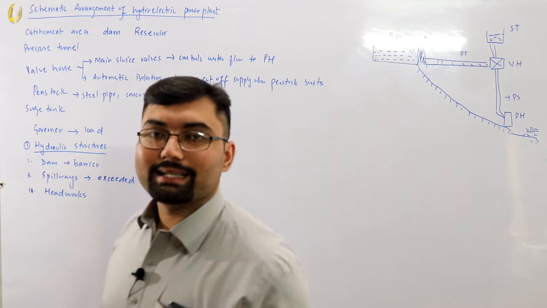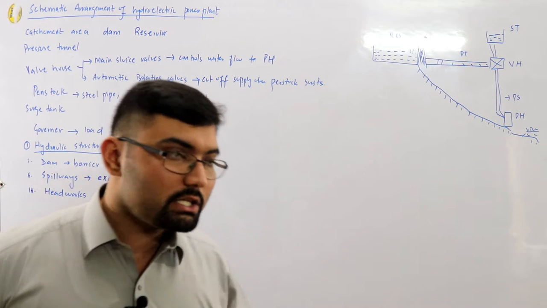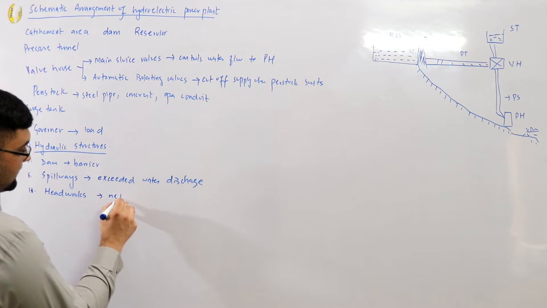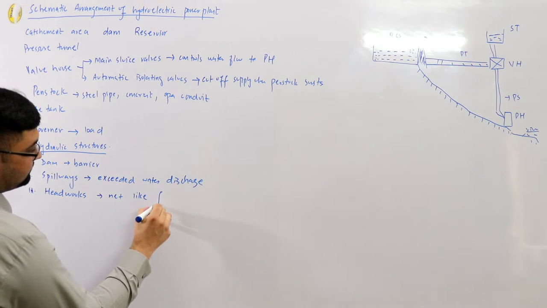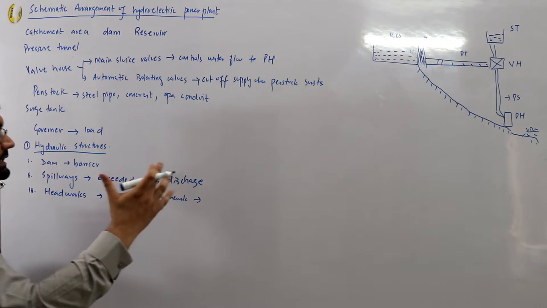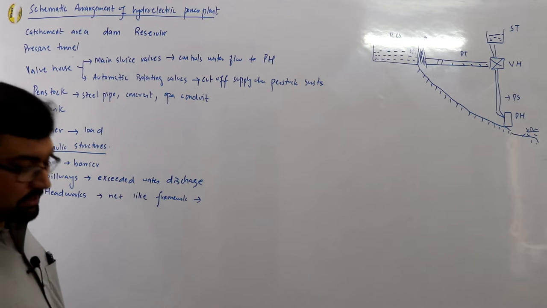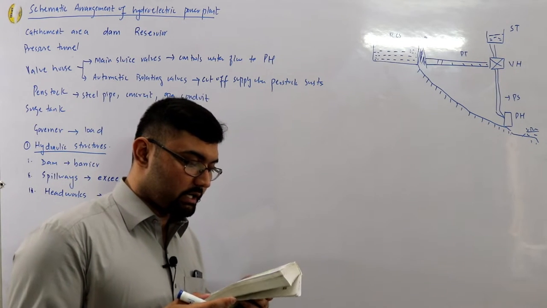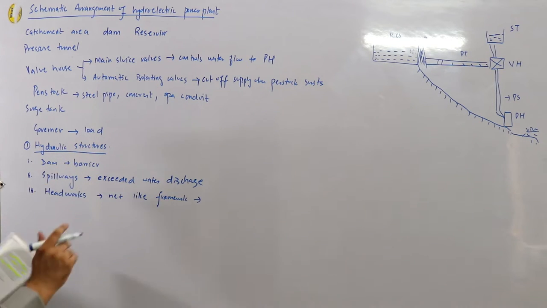So to make sure that no extra entity enters the system, you have this net-like framework, and this is used to do what? To make sure that no extra thing enters into the system. You can read it out from your book. Booms and racks for diverting floating debris.